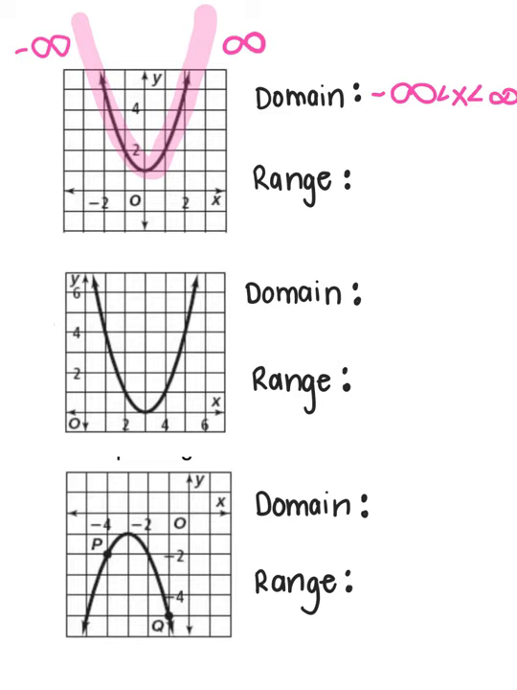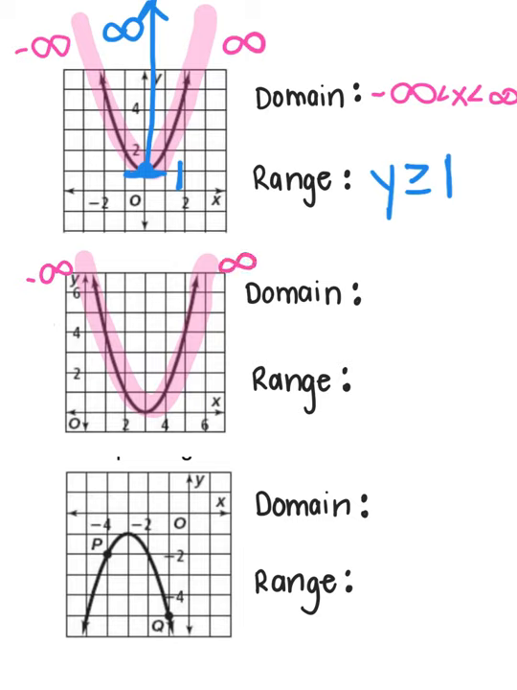So the range this time, I'm looking at where that vertex starts, and that vertex is starting at a y value of 1, and it's going up to positive infinity. So my range here is everything greater than 1. So y is greater than or equal to 1. Alright, so for my next one, again, my domain is all my x values from negative infinity to positive infinity, all real numbers.